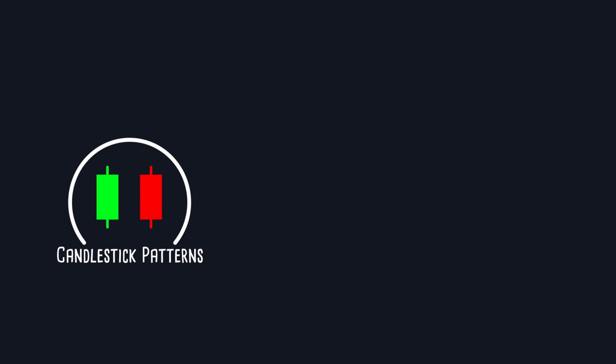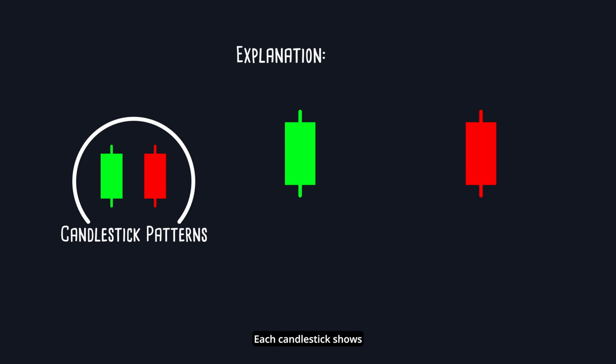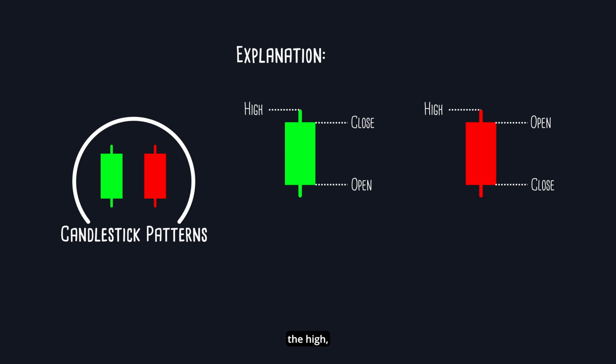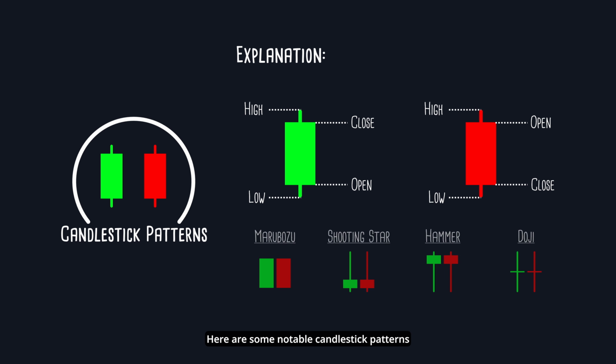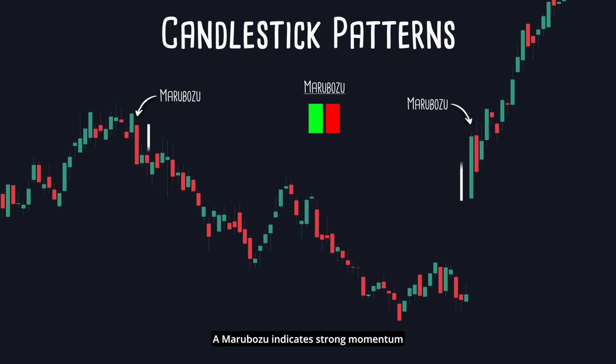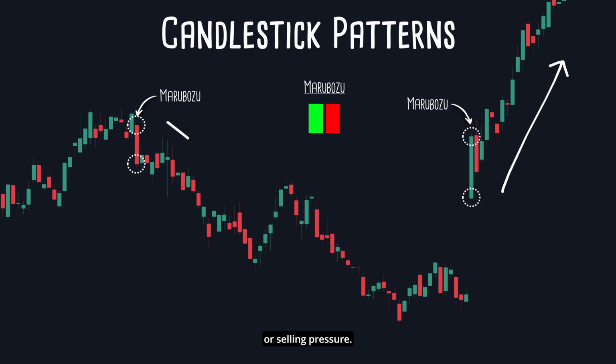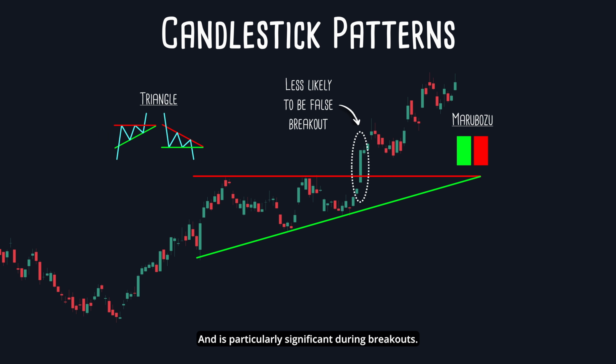Candlestick patterns. Each candlestick shows 4 key pieces of information: the opening price, the closing price, the high, and the low for a specific time frame. Here are some notable candlestick patterns you should know. A Marubozu indicates strong momentum in the candle's direction, characterized by a long body and minimal or no wicks. This suggests intense buying or selling pressure, and is particularly significant during breakouts.